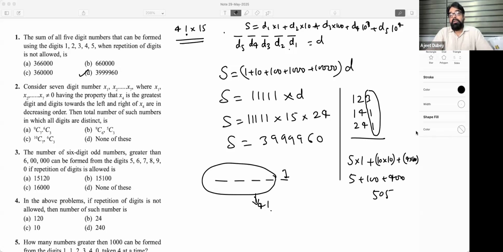Factorial, n factorial, I discussed already in the previous classes. Factorial means if I say 4 factorial, that means 4 into 3 into 2 into 1.